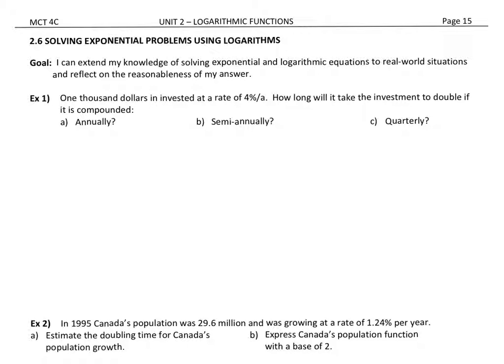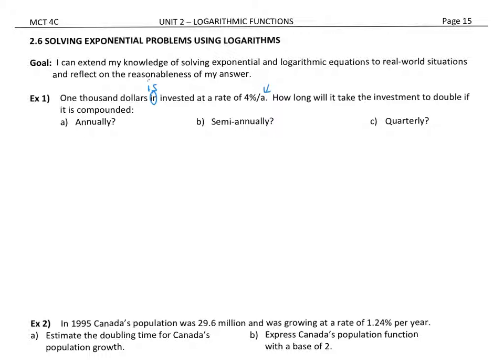All right, example one: $1,000 is invested. I see I have a typo here, so you can fix that on your copy. It is invested at a rate of 4% per annum. So remember that per annum means per year. That's what the A means, per annum or per year.